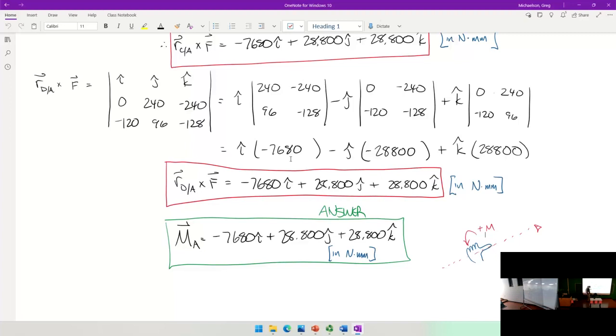So this vector represents a moment. This is how much we want to rotate about the x-axis. This is how much we want to rotate about the y-axis. This is how much we want to rotate about the z-axis. So if I want to know how much I want to rotate about a given axis, the answer is ultimately some scalar, right? This is how much we want to rotate about the x, about the y, and about the z.